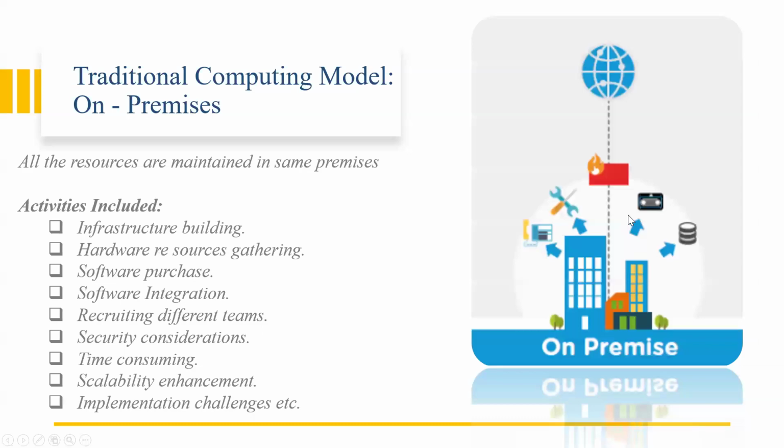Before cloud computing, it was traditional on premises. On premises means, within your premises, you are going to build a massive infrastructure. In terms of on premises, you need to take care of everything, so it is completely in your control.